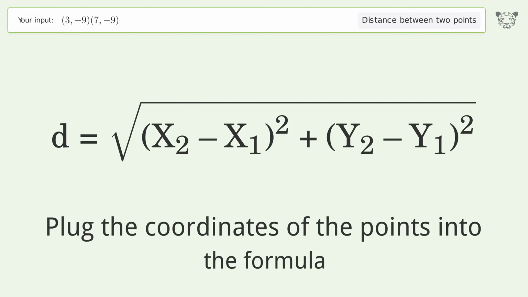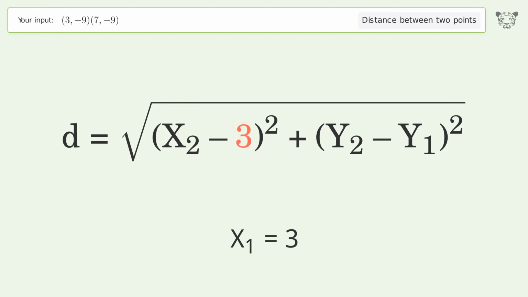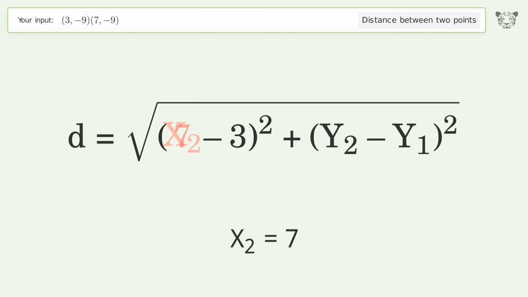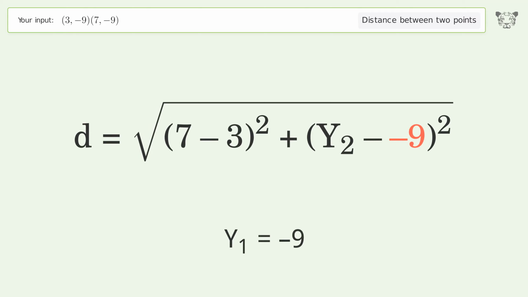Plug the coordinates of the points into the formula. x1 equals 3. x2 equals 7. y1 equals -9. y2 equals -9.